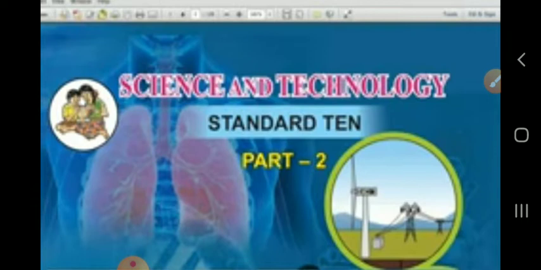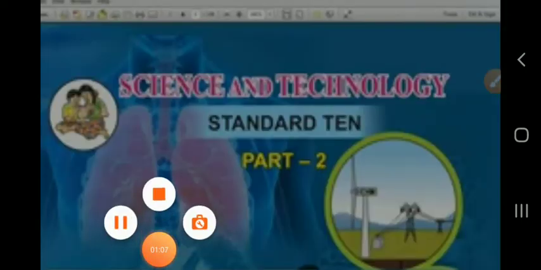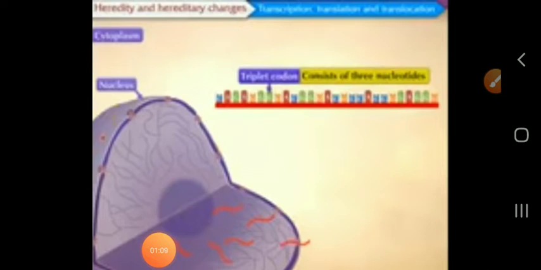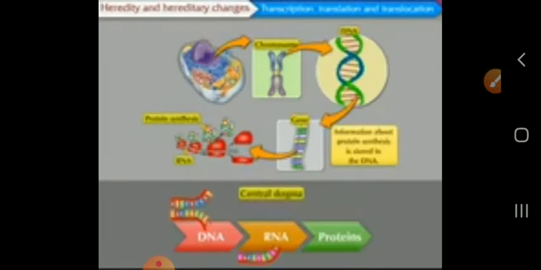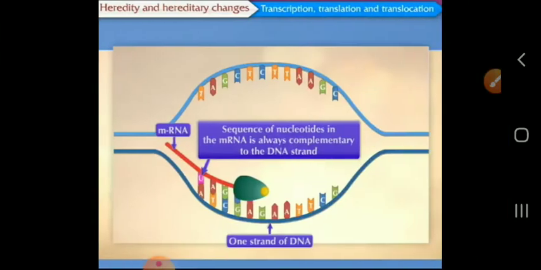you see some slides here so that you can understand it better, children. Please have a look at the slides. This is a slide of triplet codon. Here you can see the central dogma. This is a slide of central dogma. This is the structure of messenger RNA.